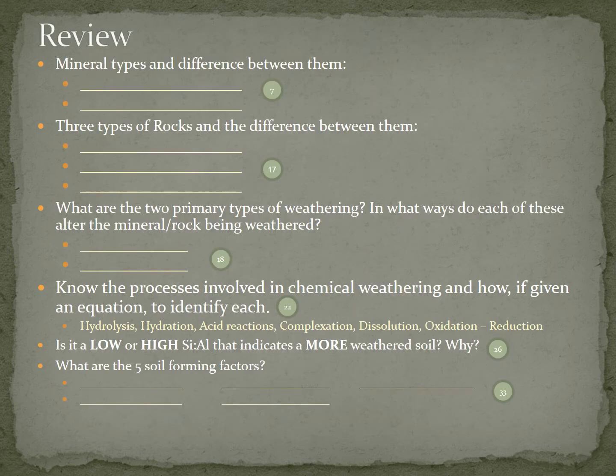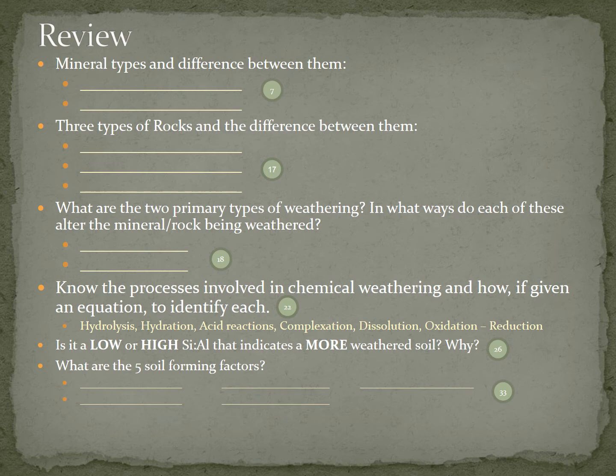All right. So here's a brief review for you to kind of think in your head at home, maybe what some of the things that we've gone over. So name 2 mineral types and the difference between them. Name 3 types of rocks and the difference between them. And name the 2 primary types of weathering. And how do they alter mineral and rock in weathering processes?